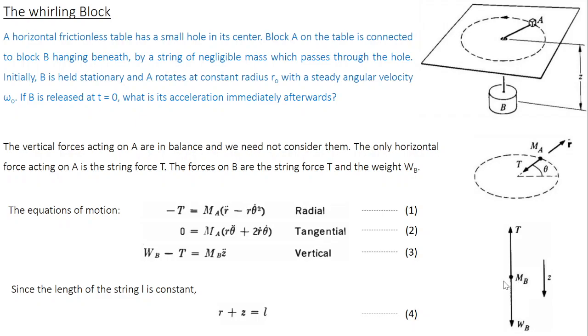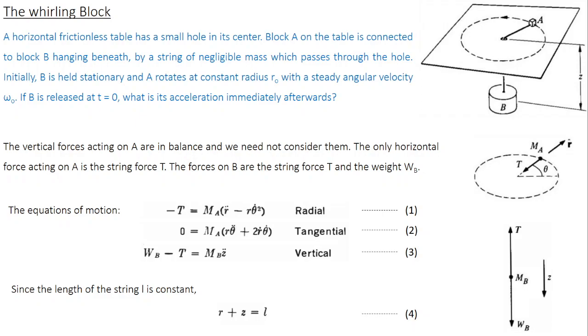When it comes to object B, you can represent it with a point mass of mass MB. There are two forces acting: tension in the upward direction and weight in the downward direction. And you can choose this vertical direction as the Z coordinate.